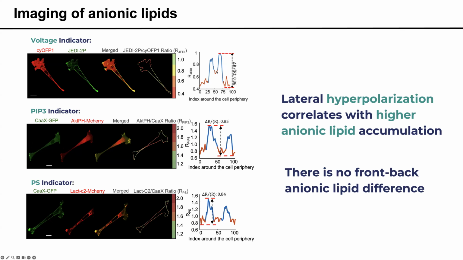Curiously, there is no front and back difference between the leading and trailing. Right? Remember, there's a slight difference between leading and trailing edges of the cell in the Jedi signal, but there is no difference in the front and the back for PIP3 and PS. So maybe the front and back difference is due to the fact that there's net ionic flux out of the cell.